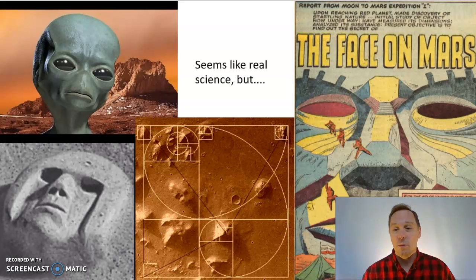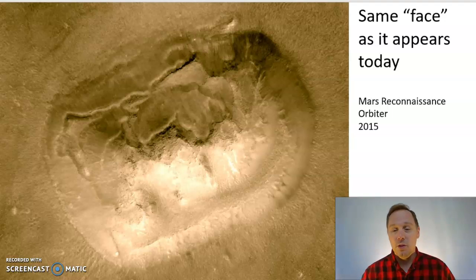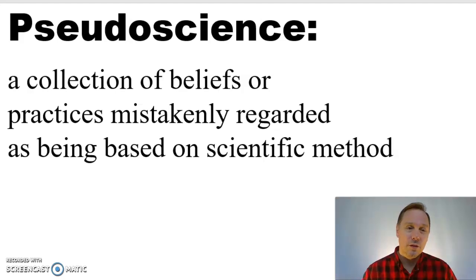This is incredible. However, in 2015, the same exact hill was photographed by the Mars Reconnaissance Orbiter, and it turns out it's just an everyday average hill. The lighting kind of made it look a little bit like a face. This is an example of what we call pseudoscience, a collection of beliefs or practices mistakenly regarded as being based on the scientific method, but it's not science.